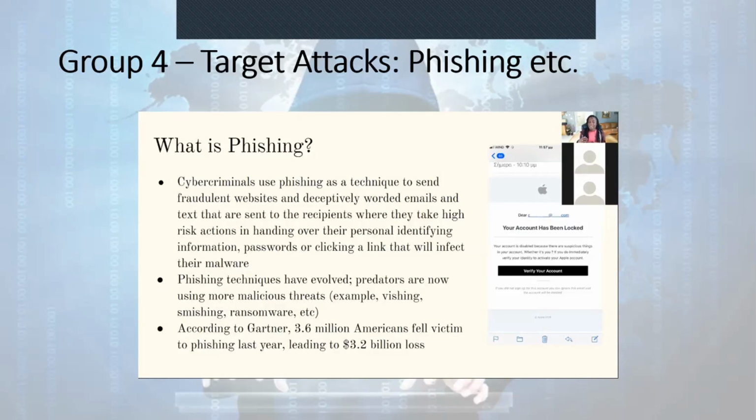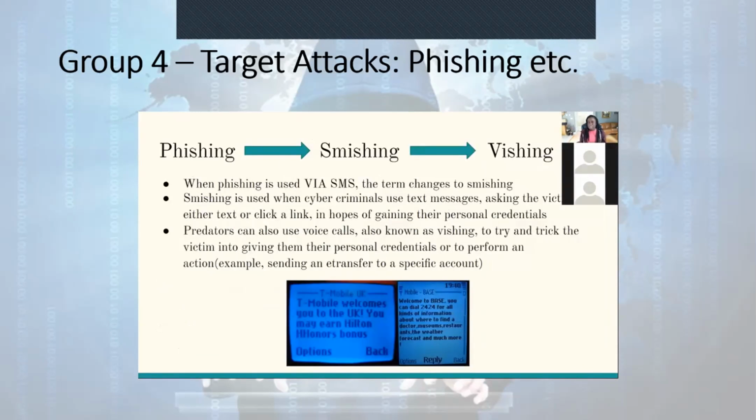Phishing techniques have evolved. Predators are now using more malicious threats like phishing, smishing, and ransomware. So phishing, smishing, and vishing, right? When phishing is used via SMS, the term changes to smishing. Smishing is used when cyber criminals use text messages asking the victim either to text or click a link in hopes of gaining their personal credentials. Predators can also use voice calls, also known as vishing, to try and trick the victim into giving them their personal credentials or to perform an action.